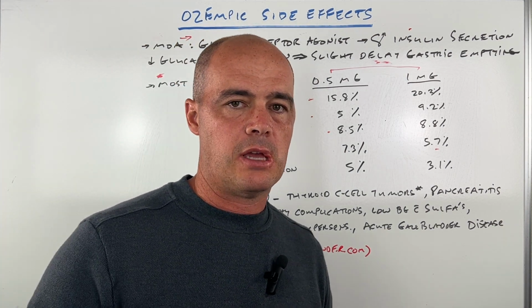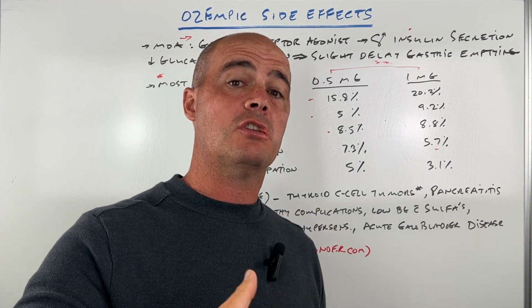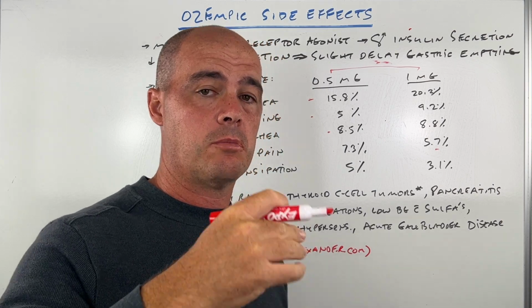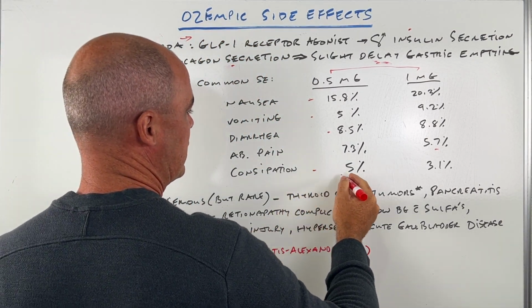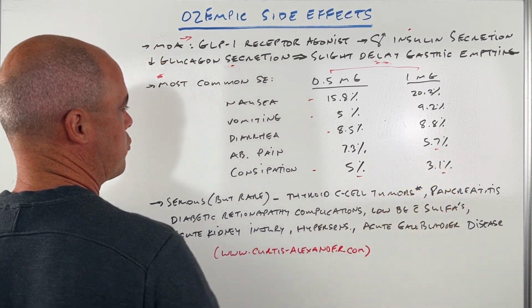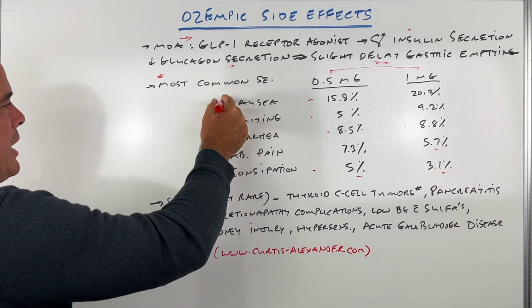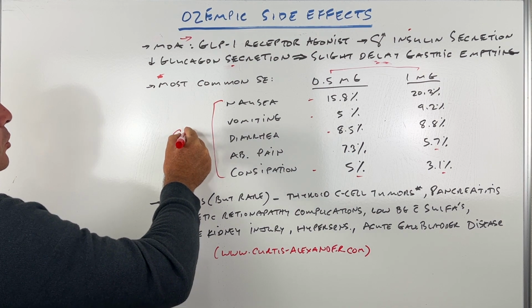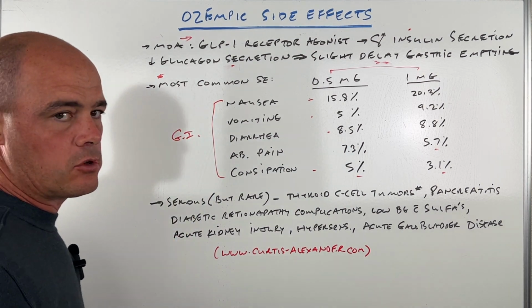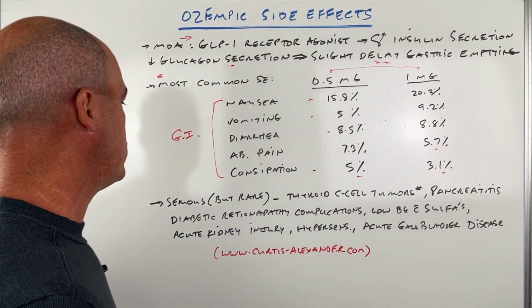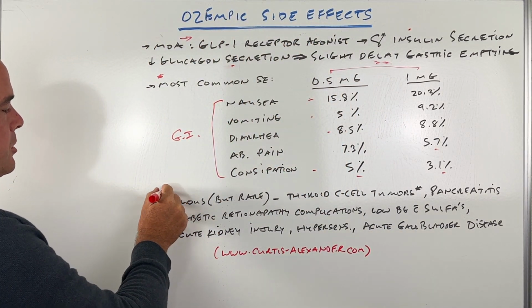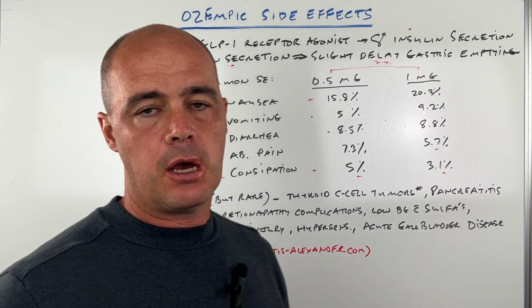One thing we see is that as the dose increases, people have been on it a bit longer, so some of these side effects can go down as they get used to it. Constipation, again, 5% drops down to 3.1%. But mainly, you can see most of our big side effects are going to be gastrointestinal, stomach related in one way, shape, or form. Now, let's talk about some of these more serious side effects.